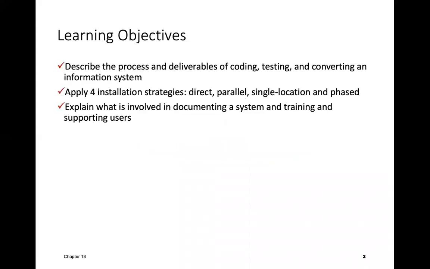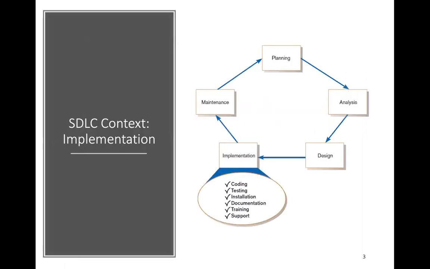What are the things we're going to learn today? Well, let's look at this. Our learning objectives: describe the process and deliverables of coding, testing, and converting an information system. We've got 4 installation strategies that we need to be aware of. Each of these is different and each has its pros and cons, but we've got to have an understanding of them. We have direct, parallel, single location, and phased. And then we're going to talk about what's involved in documenting a system and training and supporting our users during this process.